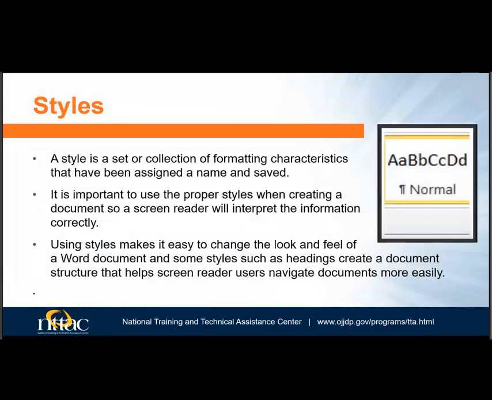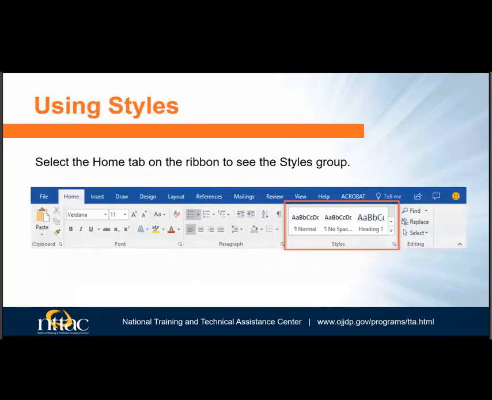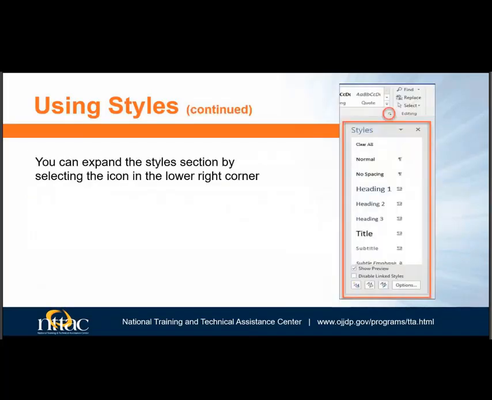Now let's talk about a related topic. Style is not something most people who regularly use Word know about. Usually a novice Word user changes the look and feel of a document by adjusting the font's type, color, weight, etc. Those changes do nothing to help a blind person using screen reader software. The Styles section can be found on the Home tab. Select the Home tab on the ribbon to see the Styles group. It is sometimes easier to work with styles if you expand the Styles group. Select the icon in the lower right-hand corner of the Styles group to expand it. It will then be displayed on the right-hand side of your screen.